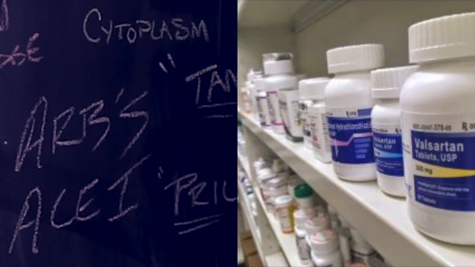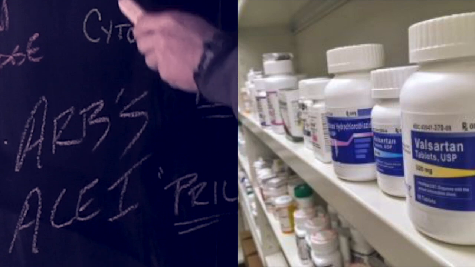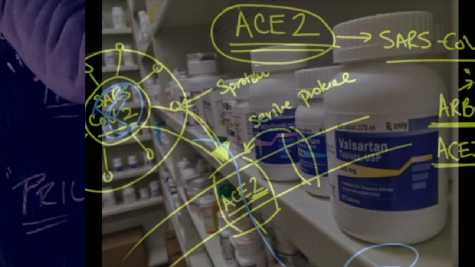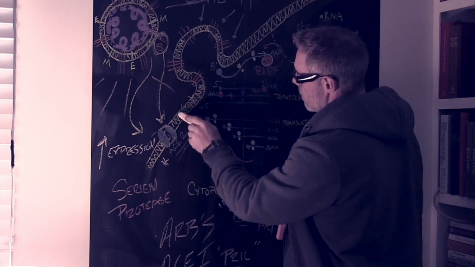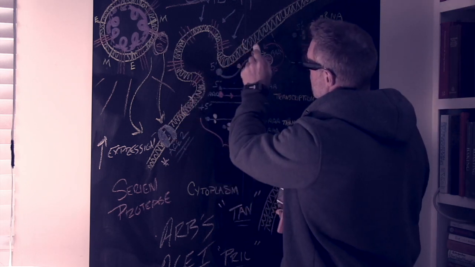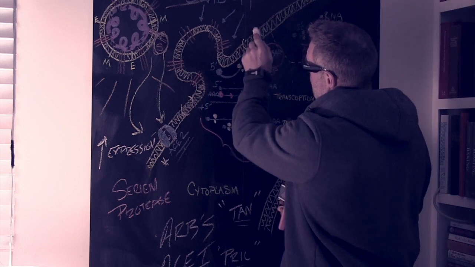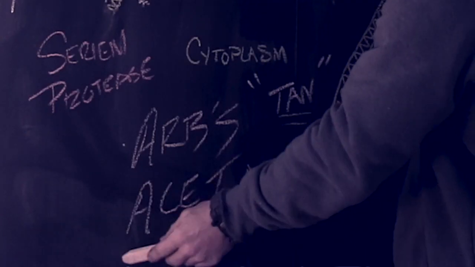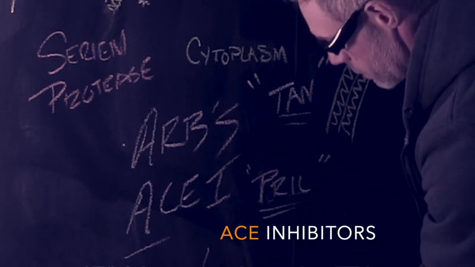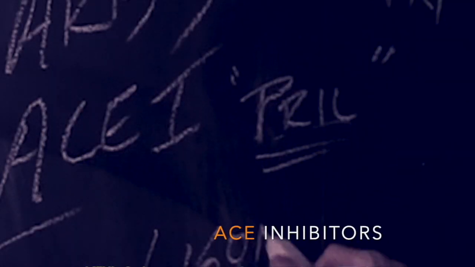So if it's true that they could increase ACE2 levels, it seems like it would be common sense that if you have more ACE2 receptors on the surface of your cell, now you've got more entry points for the virus to infect your cell. ACE inhibitors, they typically end in pril, so captopril and enalapril, and the list goes on. Those can also potentially increase your ACE2 receptors.